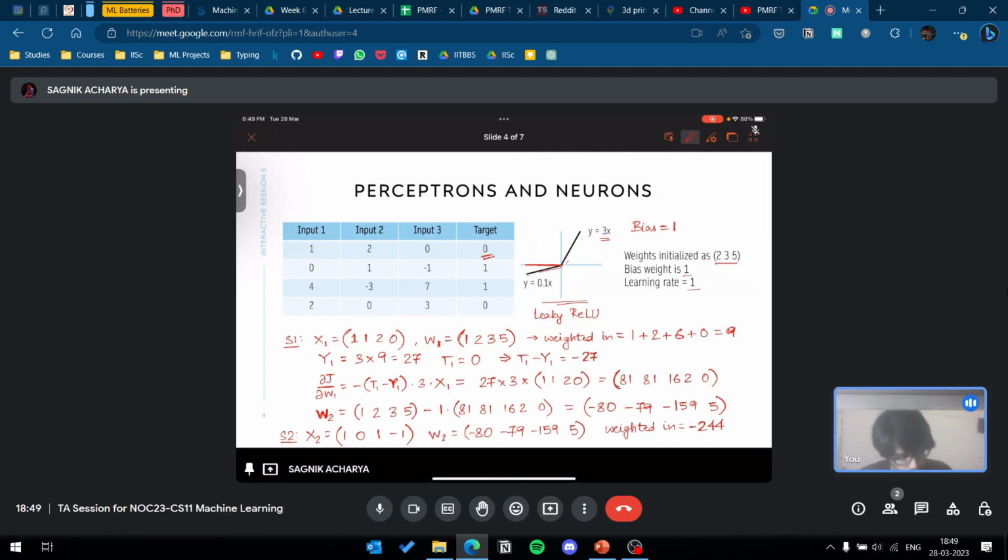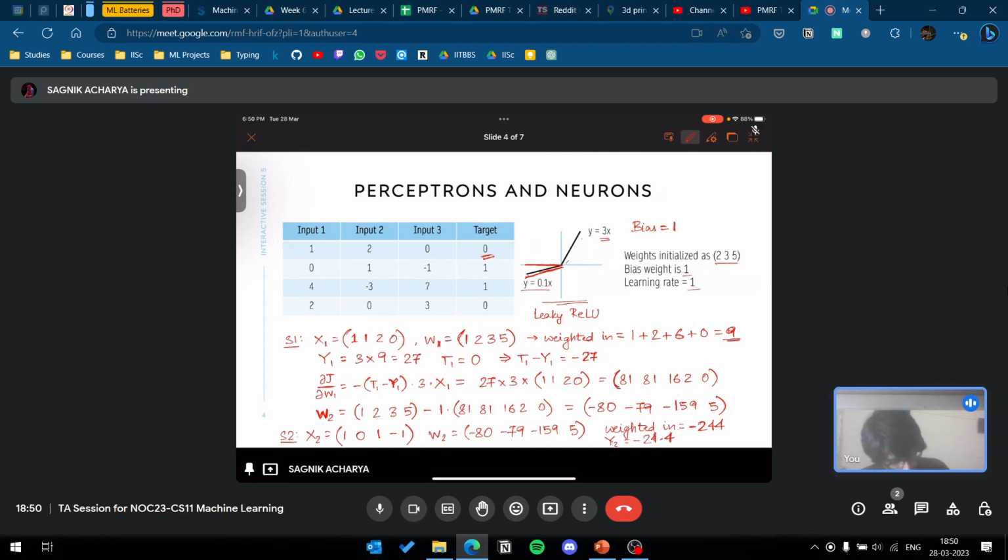right? So when the weighted input is negative, now you see that we have to use the branch for when x is negative. So in this case, the derivative of y with respect to z will be equal to 0.1 instead of 3, which we used in the last step, because in the last step the weighted input was positive, so we used y equal to 3x. In the second step, the weighted input is negative, so we'll use y equal to 0.1x, right? So your y2 will be equal to minus 24.4 basically, right?